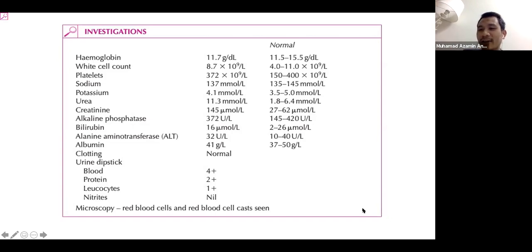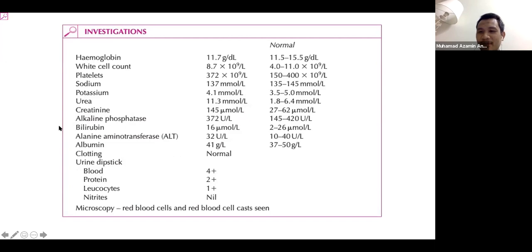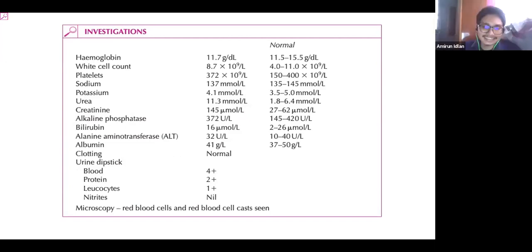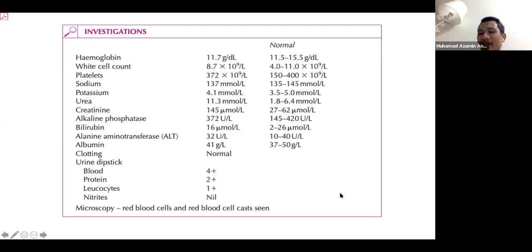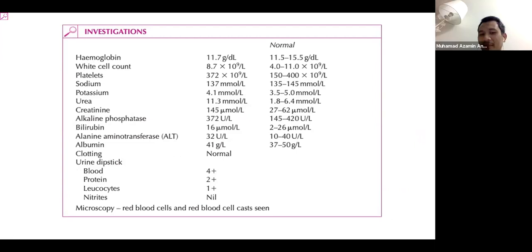All of you agree. Nampak macam Amirun tak agree tu, dia berkerut muka. So, you agree or not, Amirun? I think I'm not agree. You don't agree, I see. Why you don't agree? Because I'm not sure, because the nitrate is nil. Nitrate is nil. Okay. Okay.